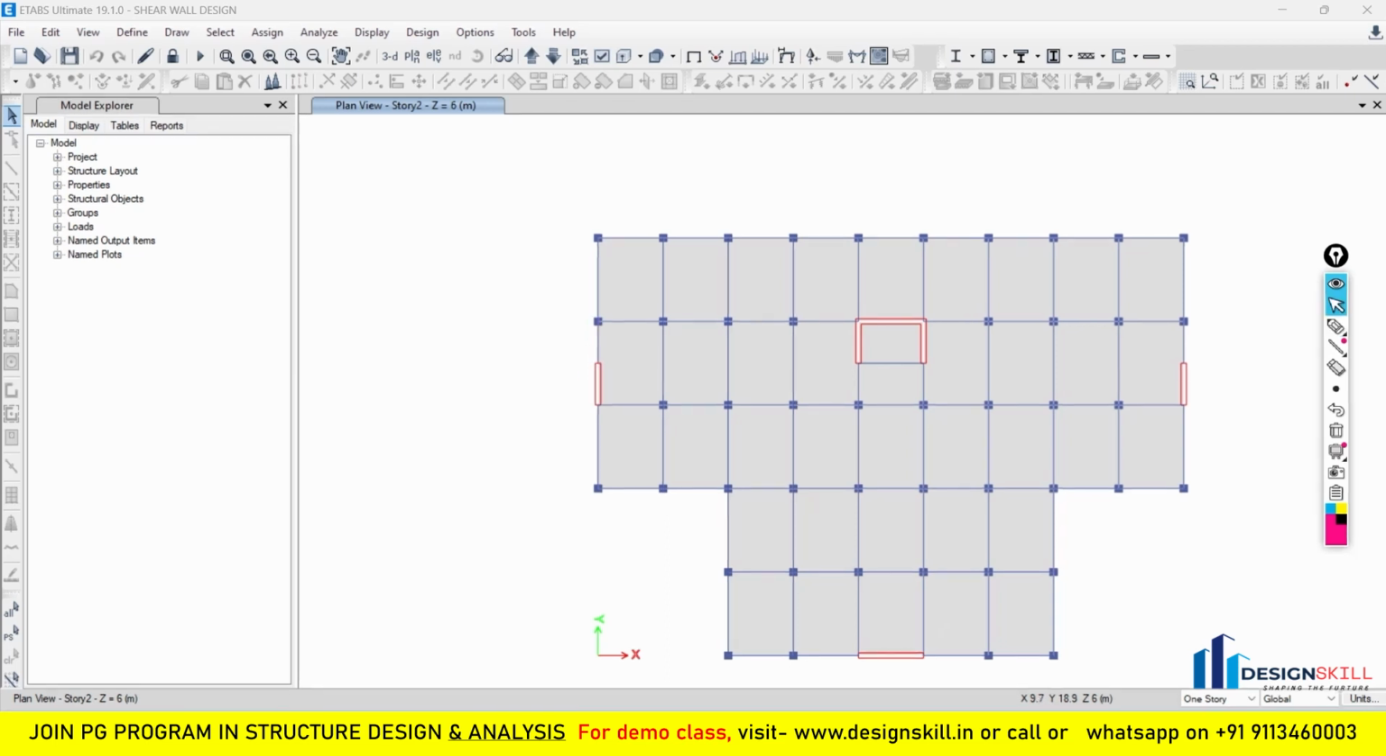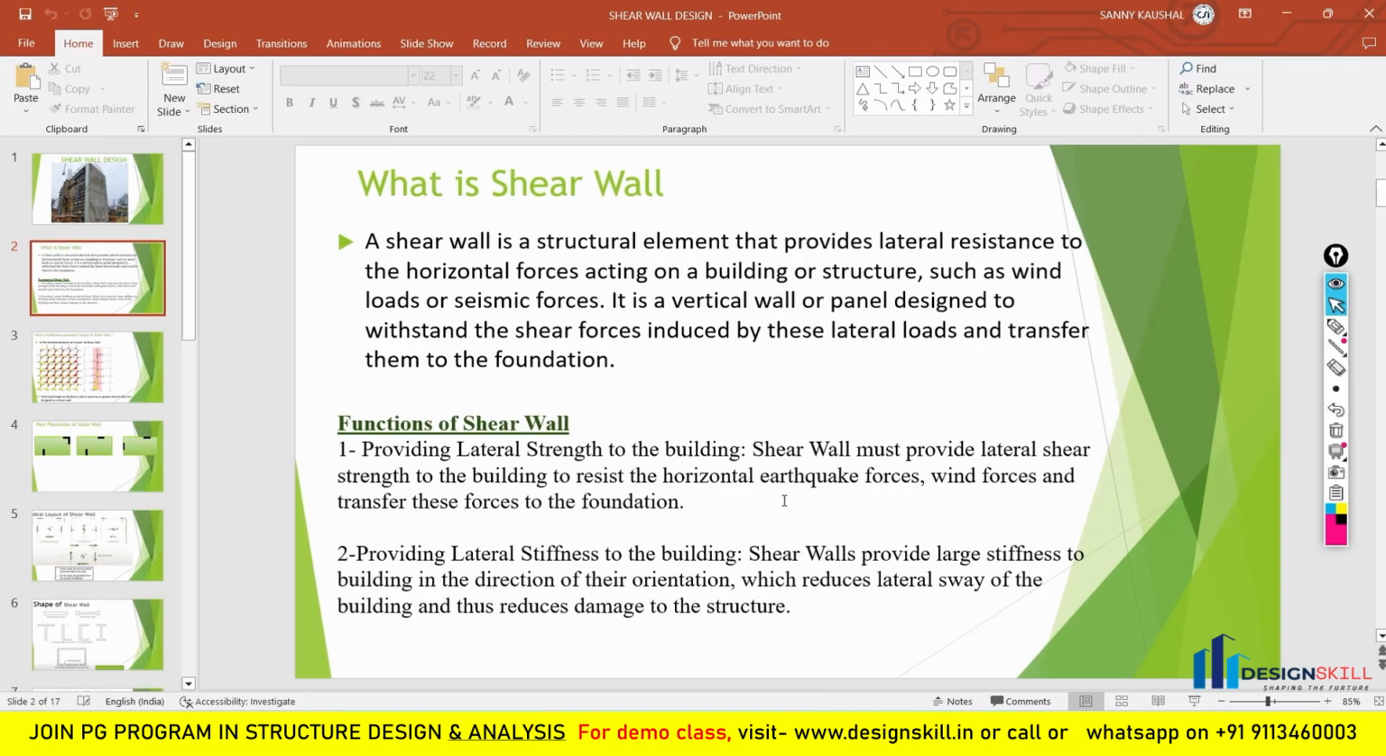Now let us come back to the PPT which we were discussing. I think you have clearly understood the definition of the shear wall and all the functions of the shear wall. Now we will go to the technical part of the shear wall. So this was just the definition and the function of the shear wall.